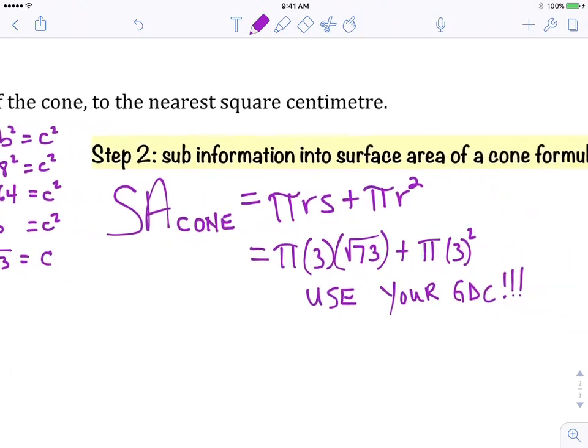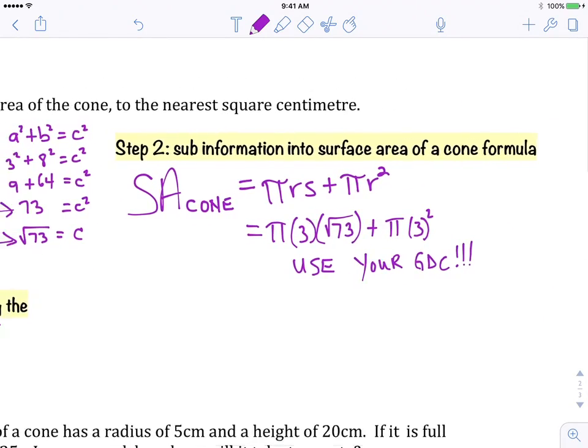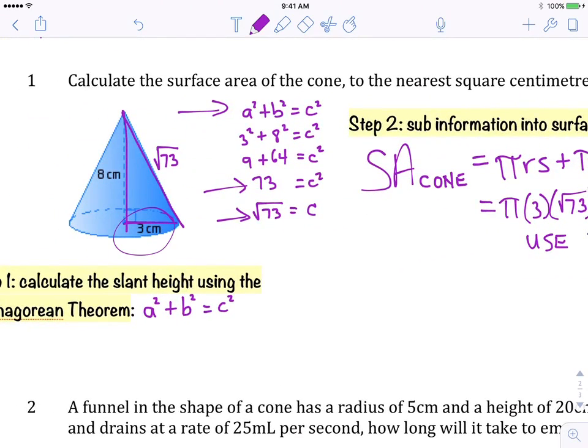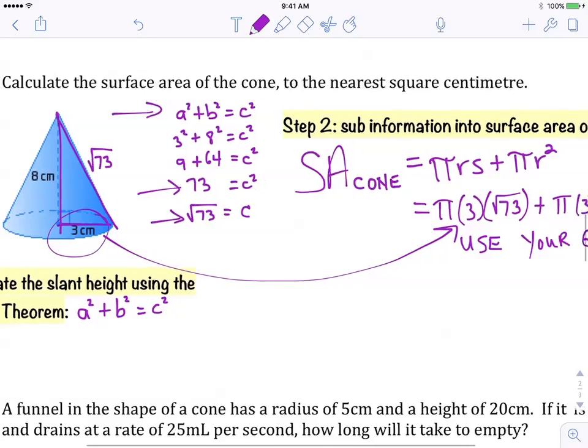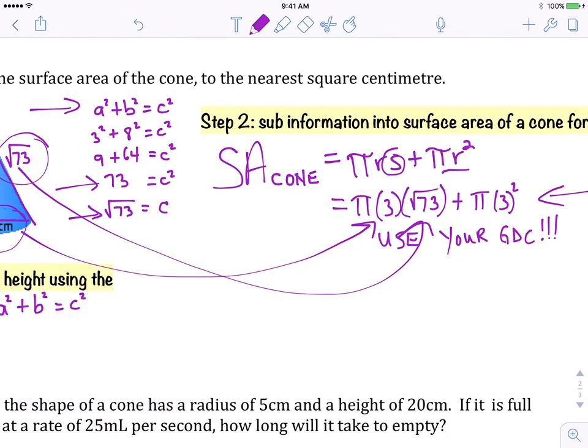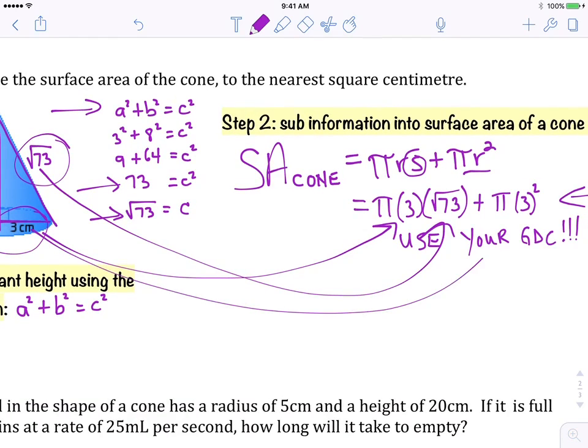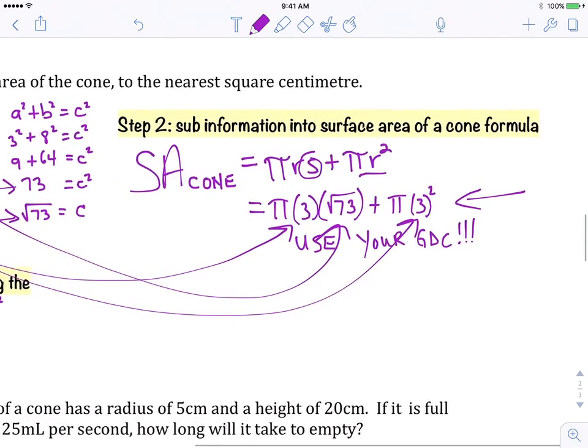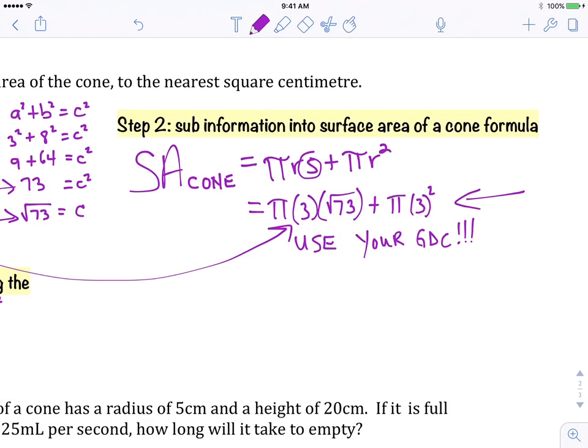So step 2 says sub the information into the surface area of a cone formula. And of course, we put pi r s plus pi r squared. Always start with the formula, please. And then I input all the numbers I knew. I know that 3 is the radius because I got that from the question. So I just subbed 3 into the formula there. I know that s is the slant height, and I got that from here. We just calculated it, so s is the slant height right there. And of course, the r squared is, we know that the radius is 3, so we sub it in there as 3 squared. Okay, so all our information has been put into the formula for the surface area of a cone.